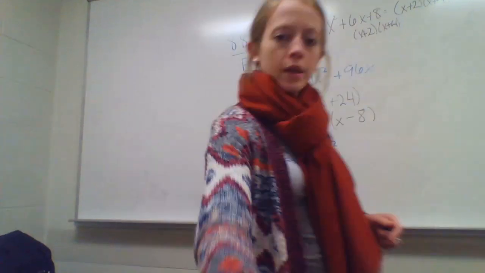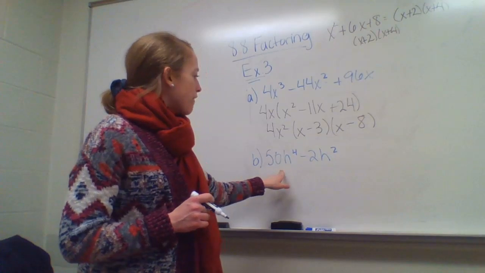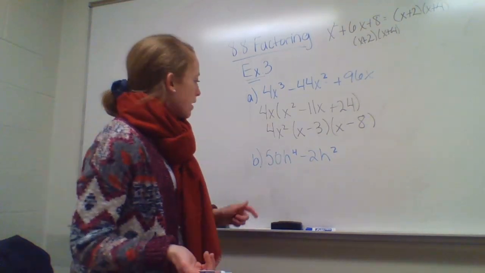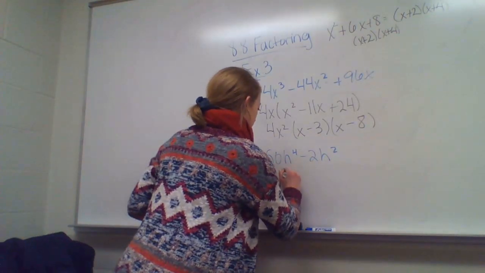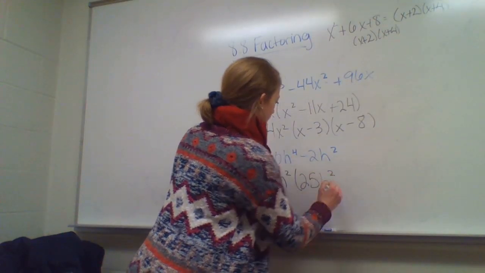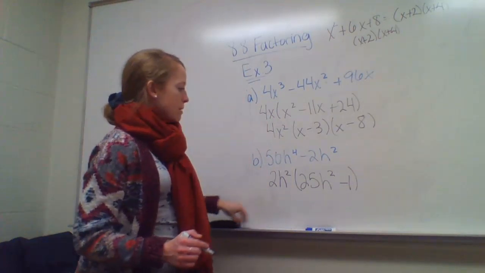Let me pause. Okay, so in part B, likewise, you can factor out. First step is to ask yourself, can I factor something out? And yes, you can factor out a 2h squared. You'd be left with 25h squared. And remember, this would be minus 1. If we factor out the whole thing, it would be minus 1.